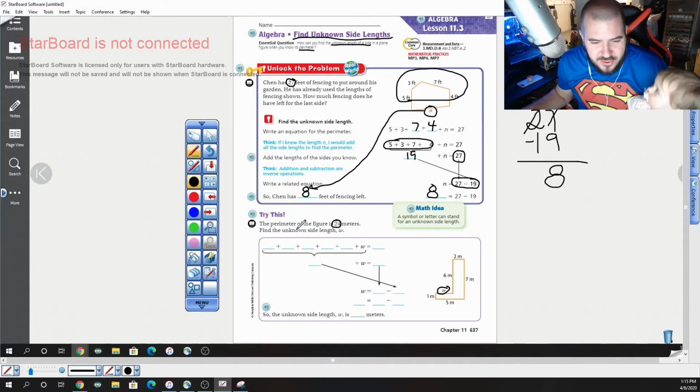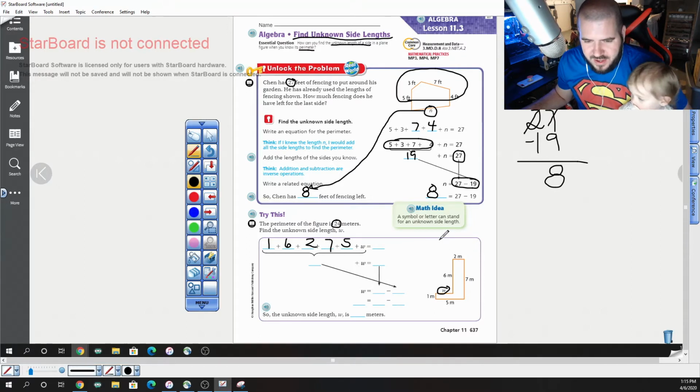So we're going to do 1 plus 6 plus 2 plus 7 plus 5. And I'm getting all of these numbers from right over here on my shape, plus W, and that's going to equal 24. Okay? So when I add all of these numbers together, 1 plus 6 is 7, plus 2 is 9, 9 plus 7 is 16, plus 5 is 21. Okay? So 21 plus W equals 24.